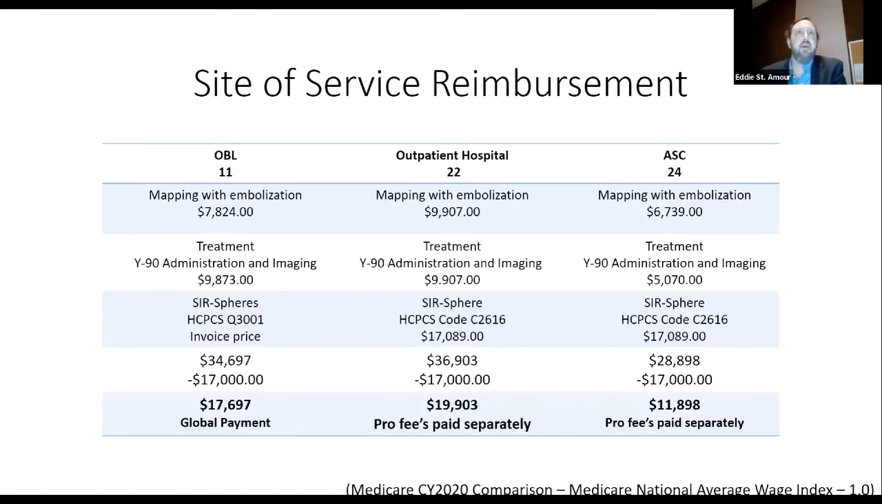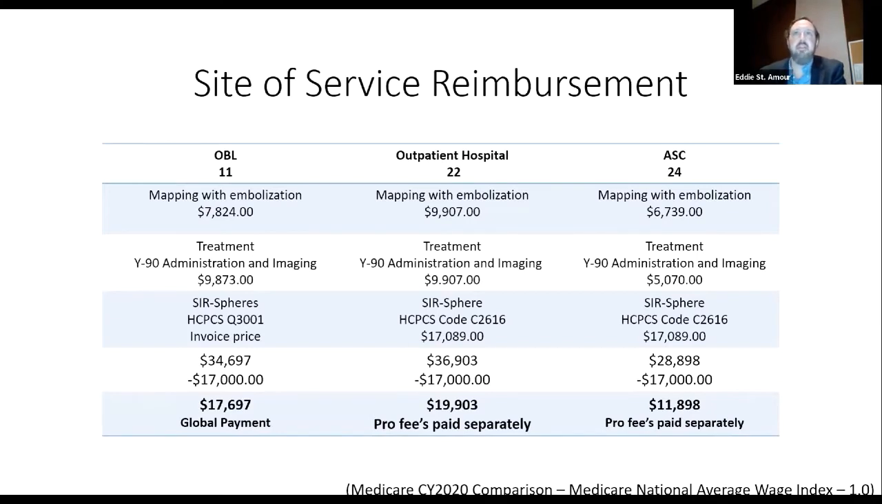And then it's always important to talk about reimbursement. As you can see, OBL has pretty good reimbursement. And you might be saying to yourself, well, it looks like you get paid more for outpatient hospital, which is the middle column. However, you have to realize that the outpatient hospital has higher overhead costs, and insurance companies are and will continue to look for ways to decrease costs. So OBL looks pretty good in comparison. Then you might be saying to yourself, but ASC pays less.